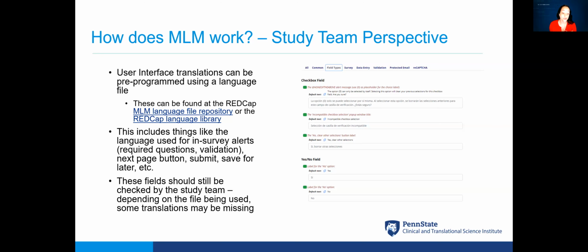And these fields should still be checked by the study team. They're not 100% perfect, like anything you get from anywhere else. So you can see in this screenshot for the none of the above alert message, there's a placeholder for the choice label. If I left that there, that's what the participant's going to see, and they might not know what I'm talking about. So there are little things in there like that that you're still going to want to check, even if you get a file from somebody else.